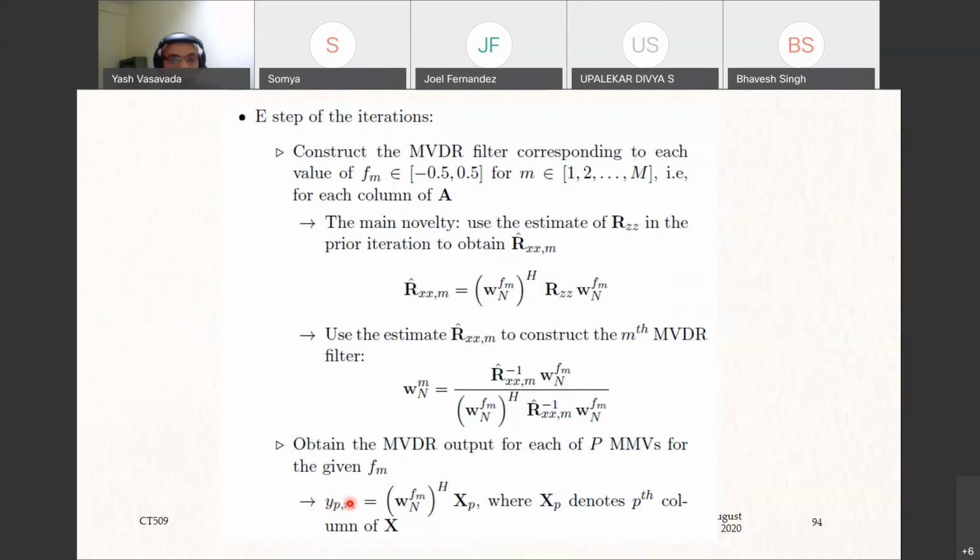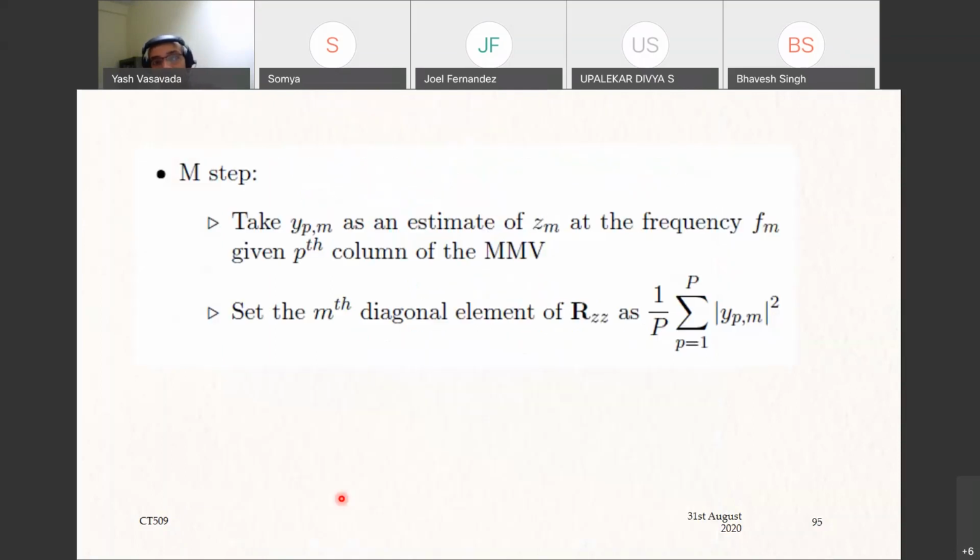But remember, there is the noise also present, and the initialization is pretty gross. And so individual YP values may not be highly accurate. And so that is where the second step, which is known as the maximization step, comes into play. Essentially, what we do is average all of the YP values.